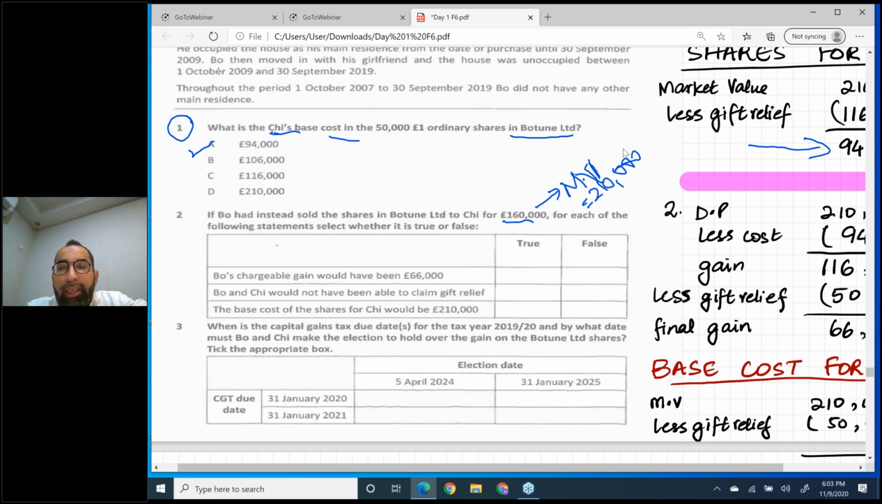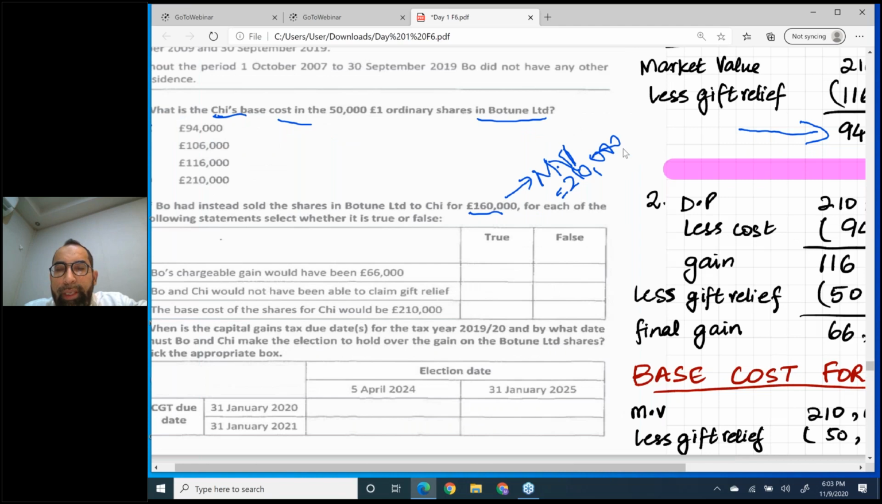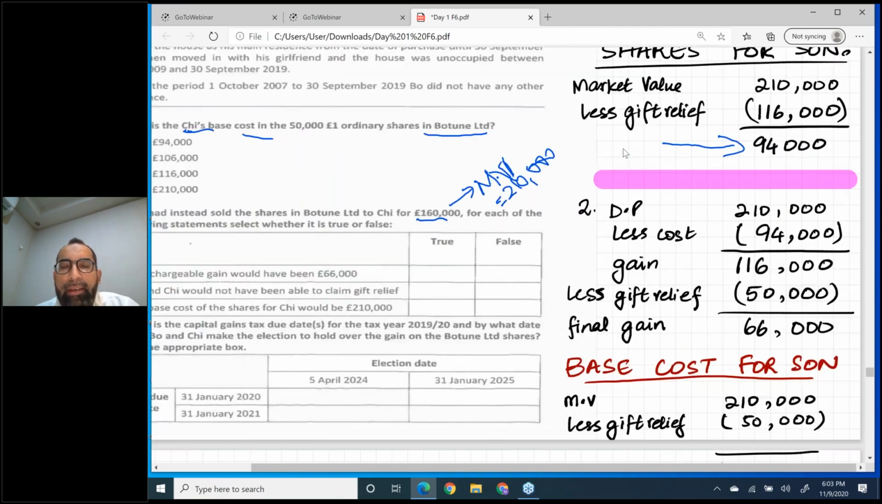Let's do the working. Again, instead of DP we'll use the market value. What is the original cost of these shares? 94,000. So DP less cost will give you the gain. Now in this case, as this is not a pure gift, dad gave these shares with the market value of 210,000 to his son for 160,000. So the gift element is 50,000.